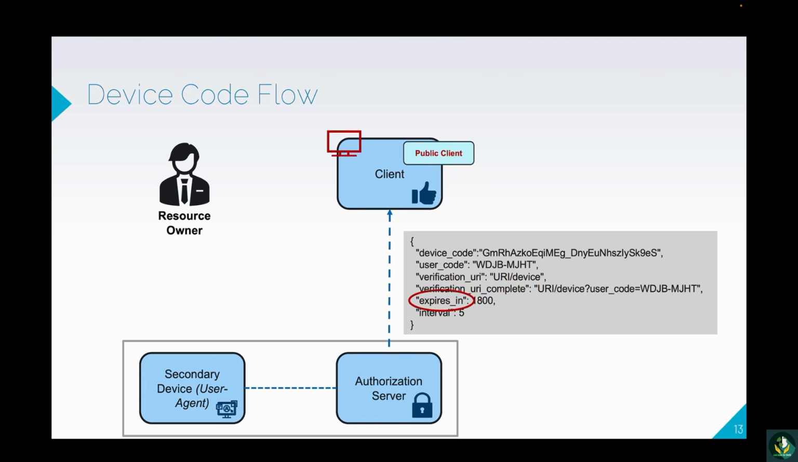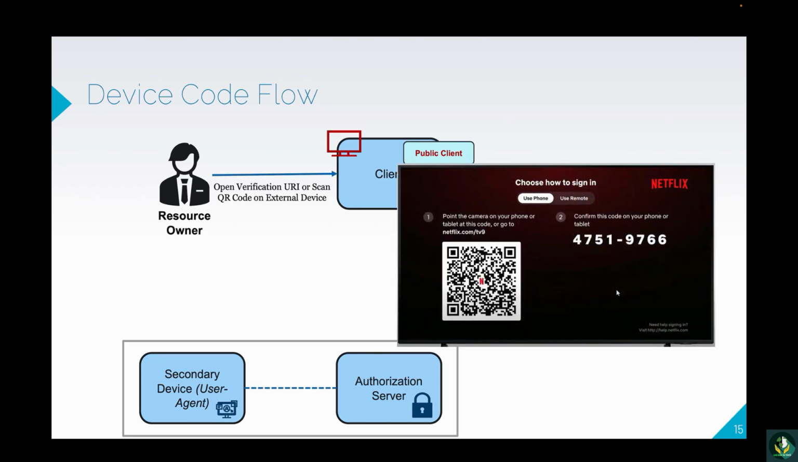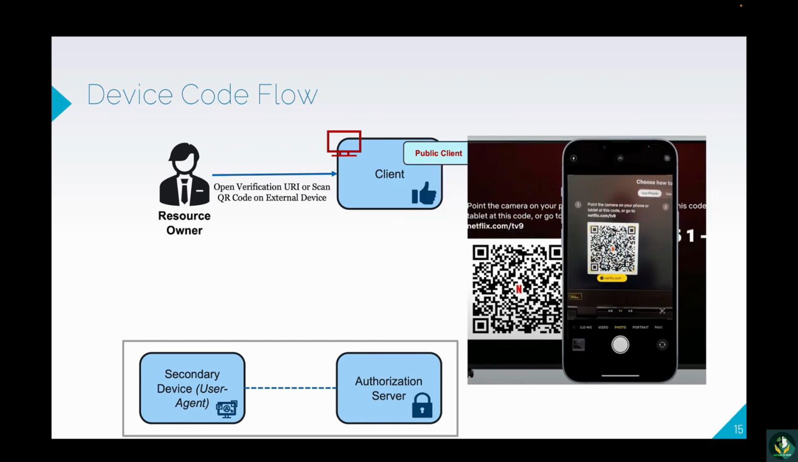Expires in specifies how long the codes are valid, and the interval specifies how long the client should wait before polling again. The client displays the verification URI and the user code to the user. Here's the example process from Netflix. The user opens the verification URI on a secondary device, either manually or by scanning a QR code if available.